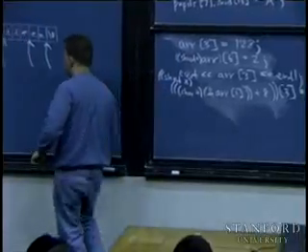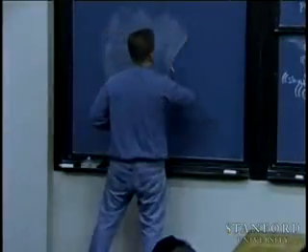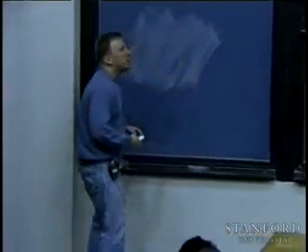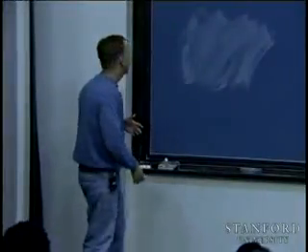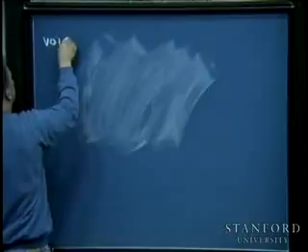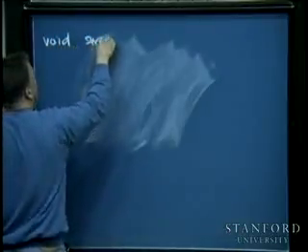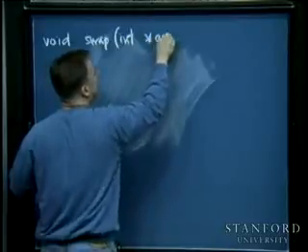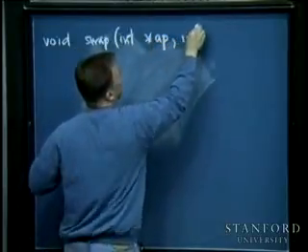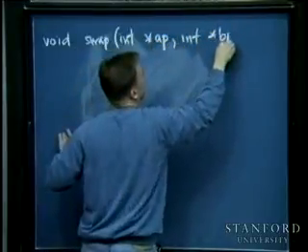Actually, this board's better. I want to just write a really simple function and use advanced memory terminology to describe what happens. Void swap int star. Actually, you probably haven't seen this version before. You've used references in the past.